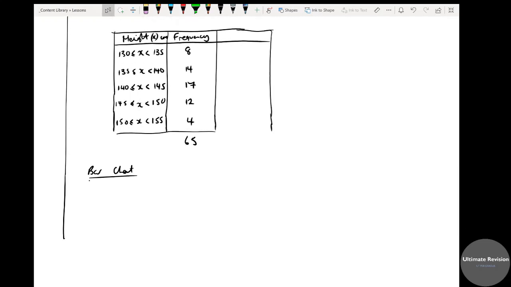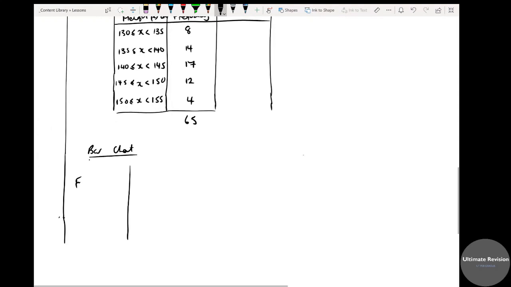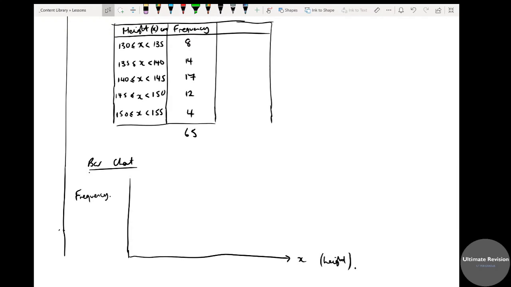Now with bar charts, and with frequency polygons in a minute, down the left side you put frequency, and then on the x-axis, this will be the height. Now the frequency goes up to 17. Yours should be much neater than mine because I haven't got squared paper. But let's go up to 20, and let's make these in intervals of 2. So 2, 6, 8, and then 12, 16.